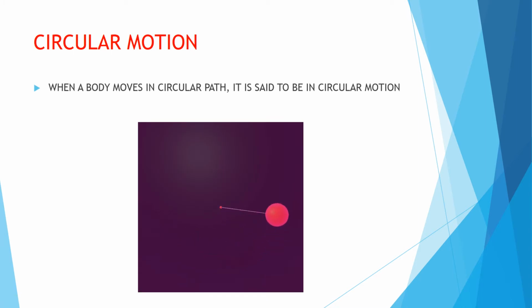When a body moves in a circular path, it is said to be in circular motion. See the below video, it is an example of circular motion. In circular motion, the speed is constant but velocity is changing. How is that possible? Because velocity has both magnitude and direction. As the direction is changing, we can say velocity is changing. For example, initially the velocity is in this direction, but going on, the velocity became like this direction. So we can say the velocity is changing.